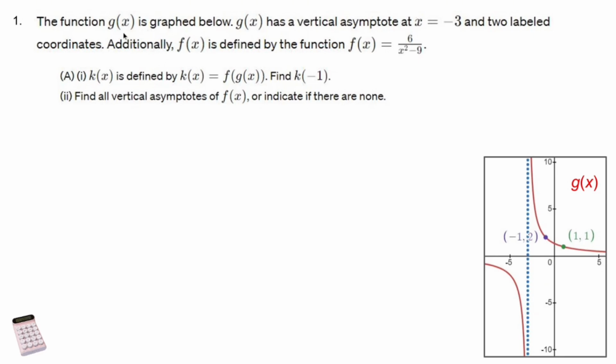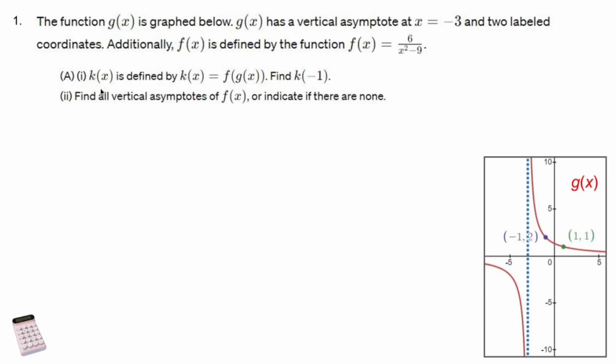So the function g is graphed below. Looks like we got ourselves a nice little asymptote. g of x has a vertical asymptote at x equals -3. I can see it. And 2 labeled coordinates, (-1, 2) and (1, 1). Additionally, f of x is defined by f of x equals 6 over x squared minus 9. So we got 2 different things going on. We have g of x, which looks like this, and f of x, which looks like that. Lock that in.